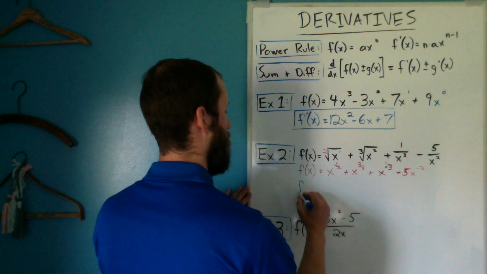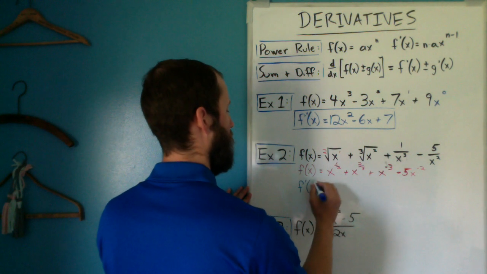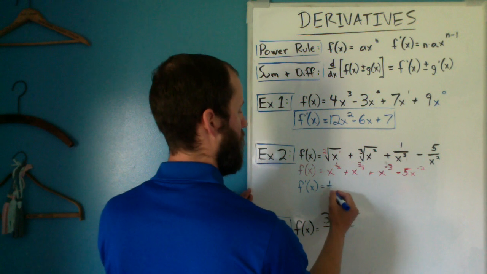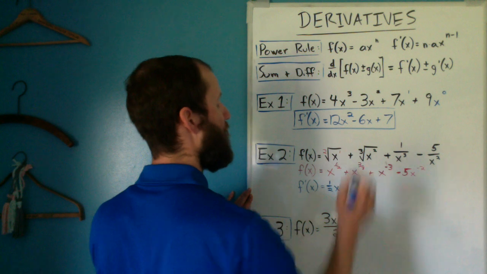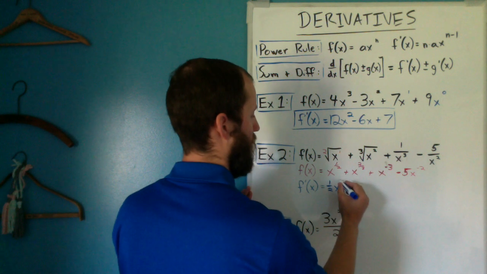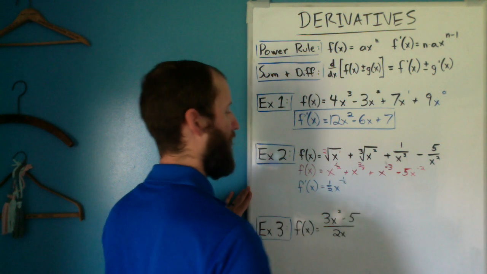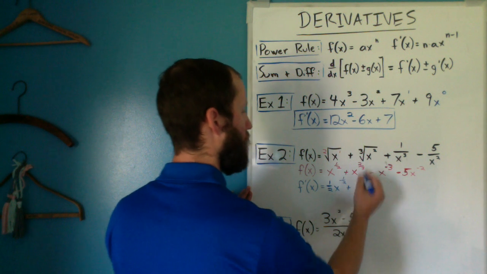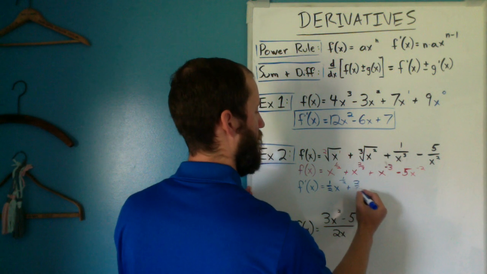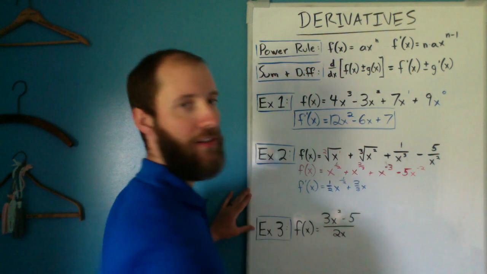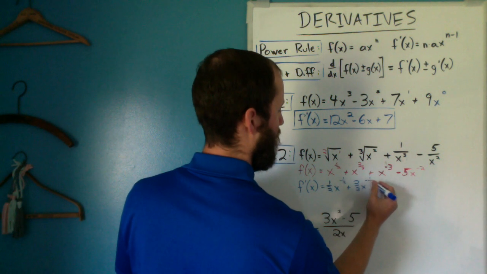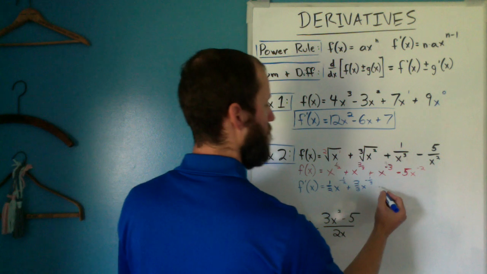Now we can use the power rule along with our sum and difference rule. So this 1/2, bring it down, 1/2 x, decrease that exponent by 1. 1/2 minus 1 gives you a negative 1/2. Next one, x to the 2/3, bring that 2/3 down, decrease your exponent by 1. 2/3 minus 1 is negative 1/3.